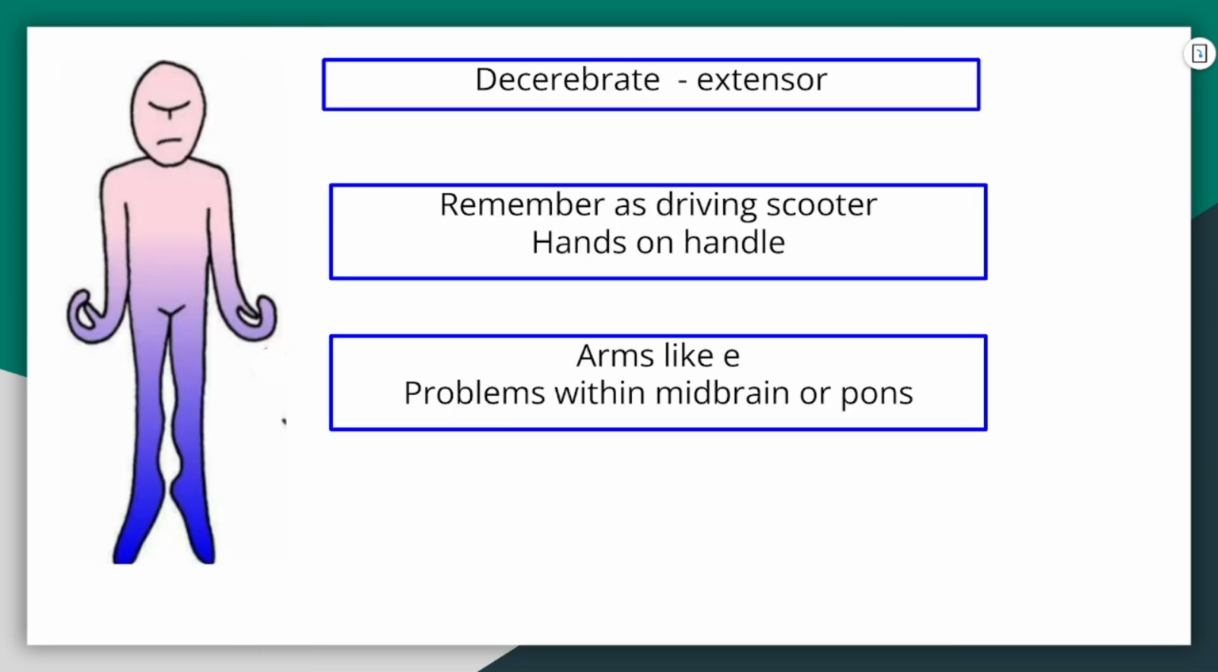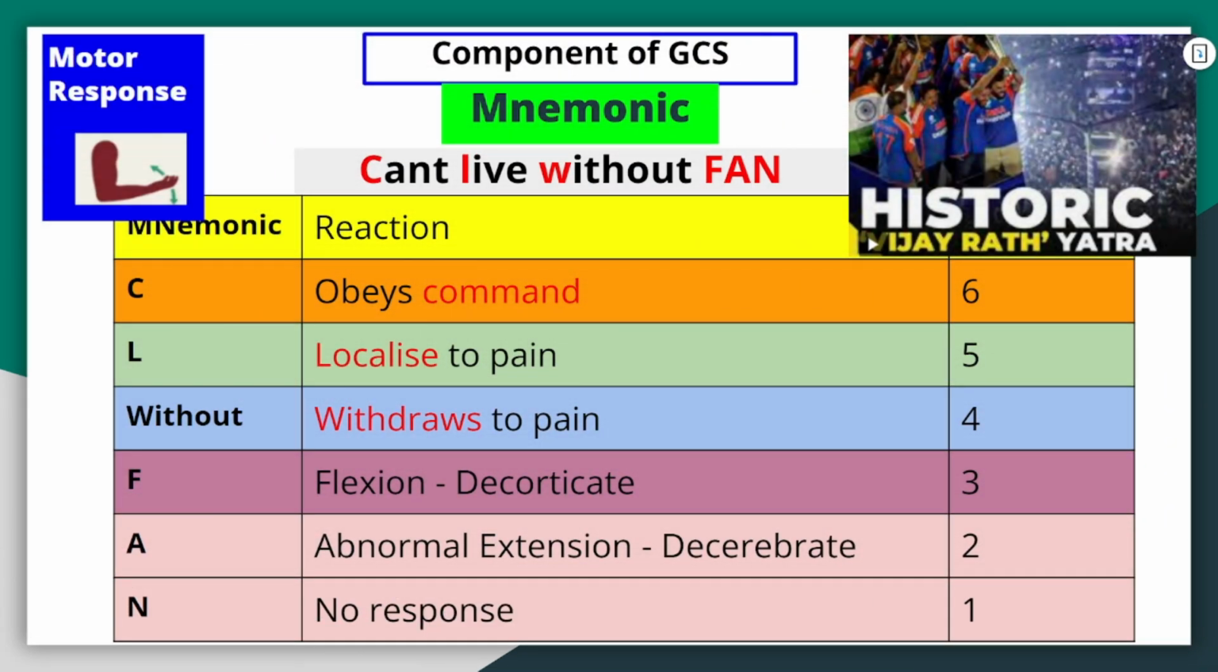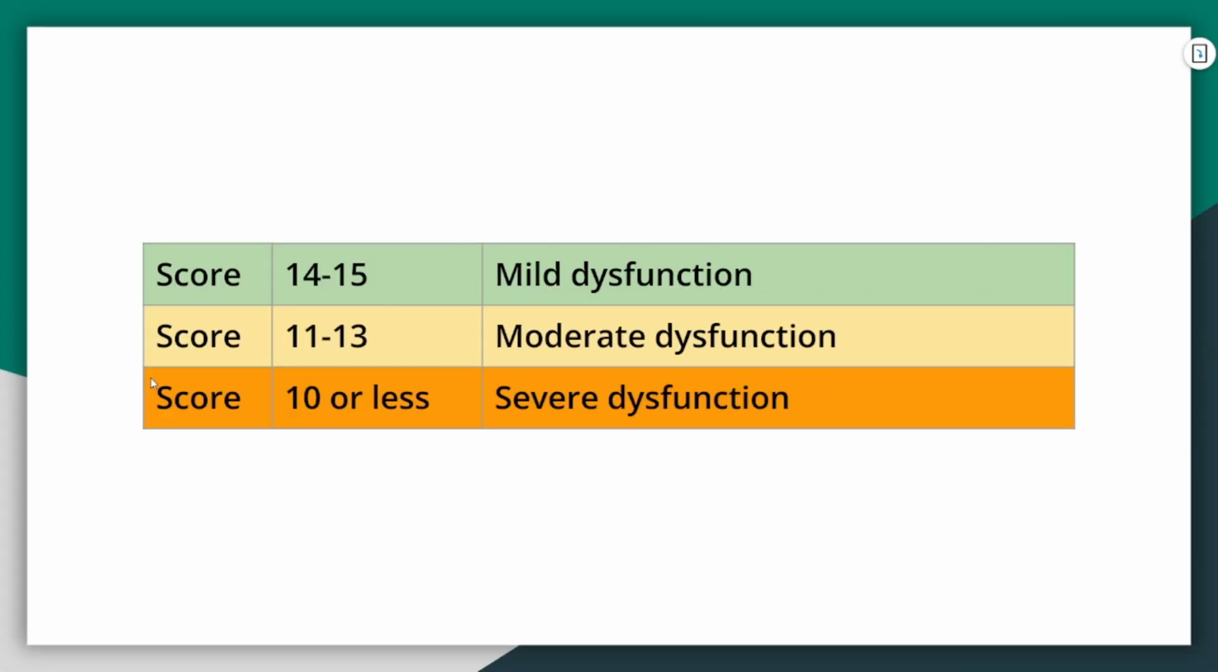In decerebrate, arms are like E. Problems in midbrain or pons. And N stands for no response. So motor response is 1. A score of 14 to 15 is mild dysfunction. A score of 11 to 13 is moderate dysfunction. And a score of 10 or less is severe dysfunction.